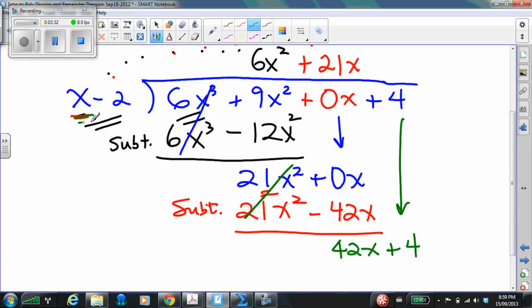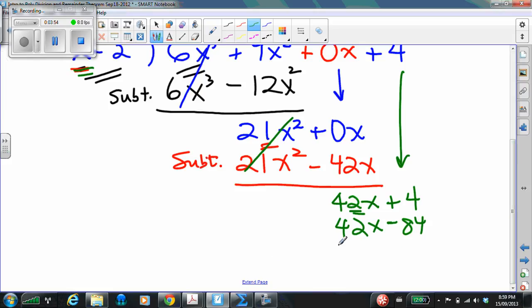What does x need to multiply by to become 42x? I think just 42. Lining that up with my numbers in that same column. Multiplying back, 42x minus 84. Make a bit of space here. Make sure I subtract again. Those 42 x's are eliminated. 4 subtract negative 84 adds together to 88. That is our remainder.